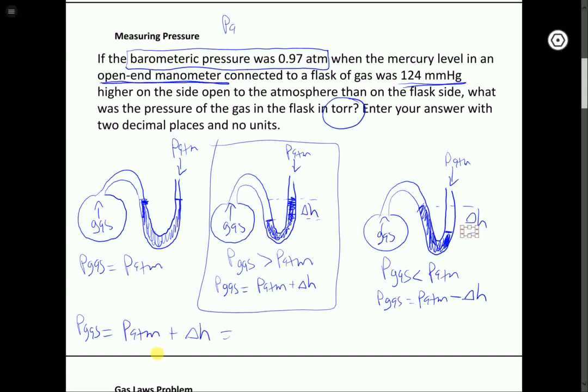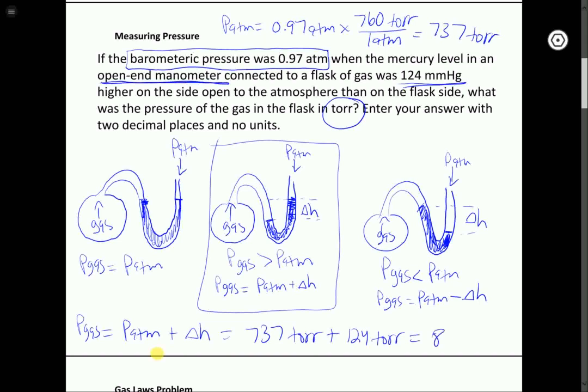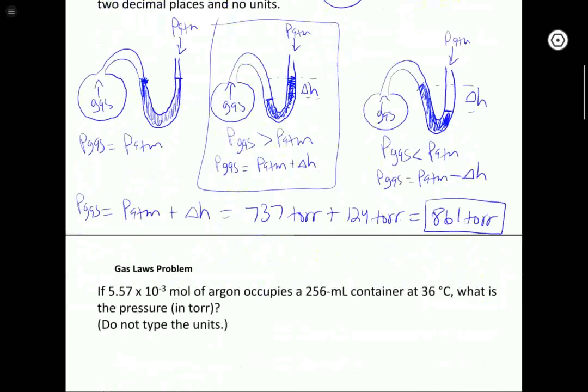So the pressure in the atmosphere is 0.97 atmospheres, and we will convert that to torr first. So we have 737 torr is our atmospheric pressure. And then our height difference is 124, so we convert that straight to torr. It's an equivalent unit, and so we get 861. Alright, so mathematically very simple, but we do need to have this picture in our head to know which of the situations we're dealing with. Okay, so on to the next one.